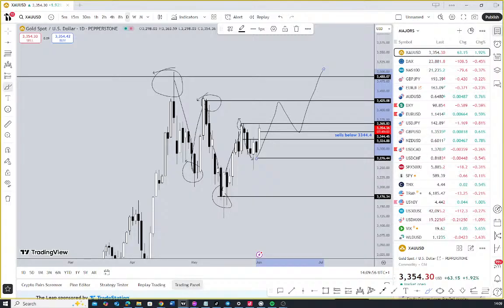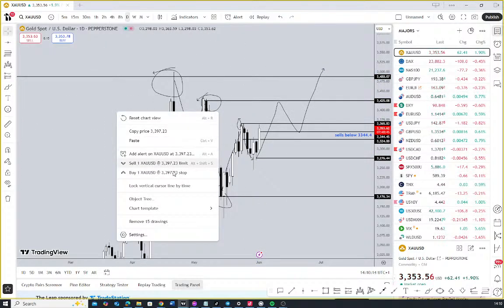There's the good old SMC CHoCH, change of character. Is it character? I can't remember what they call it. But that's what's happened. If it does break that high, expect to see more upside.